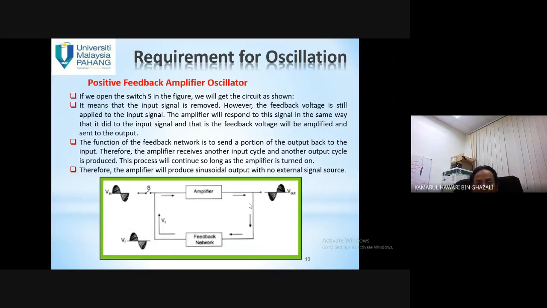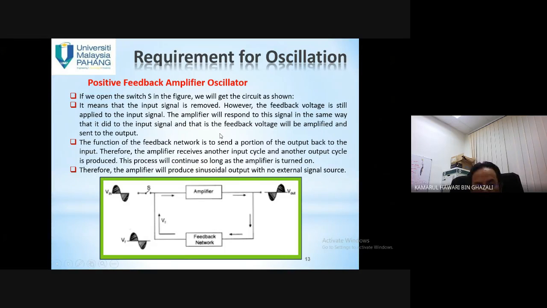Positive feedback amplifier oscillator: if we open the switch S in the figure, we will get the circuit as shown, open. It means that the input signal is removed. However, the feedback voltage is still applied to the input, because you have the feedback voltage. So this is the positive feedback voltage.